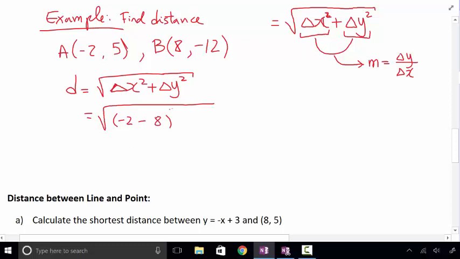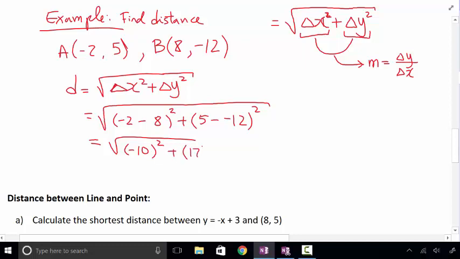Okay, minus, remember, is the difference. -8, and that's squared, plus. Okay, the bracket. And when I start the y's, I don't want to start with -12. I want to start with 5 if I want to reuse the numbers. So because I start with -2, I will start with 5. So 5 minus -12, and that's squared. Now, what you end up getting here is what? -10 squared plus, what do you got here? 17 squared.